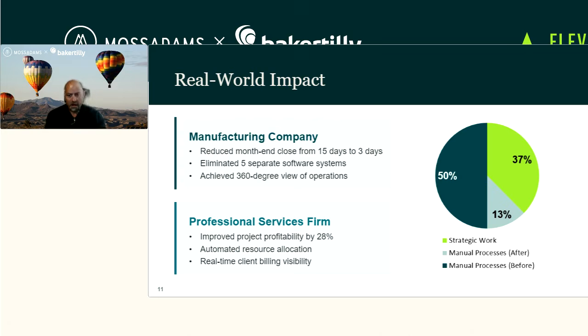As you can see here on my pie chart, it really takes the manual processes, which would consume at least half of our time before NetSuite, and reduces that manual process down quite a bit, allowing us to spend much more time on strategic work.